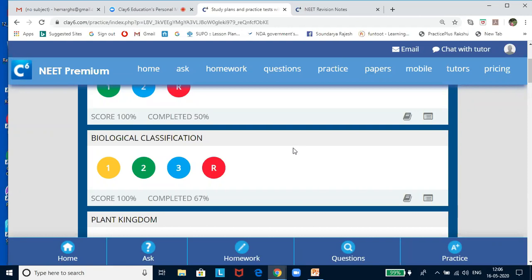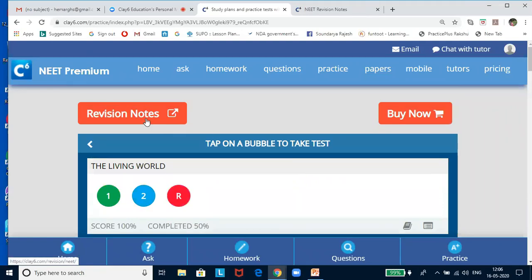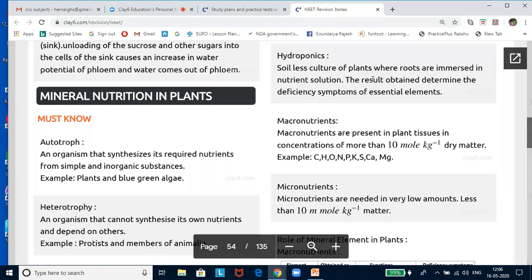Now there are revision notes here. If you click, it will open into PDF notes. And this PDF is comprised of physics, chemistry and biology of both grade 11 and 12, all within a package of 135 pages. So it will really help you to understand the key concepts that are very essential for your NEET and for scoring better marks in NEET. So having this in your study material would be an asset indeed.